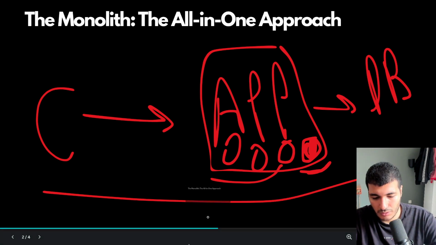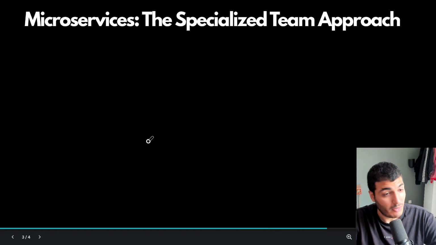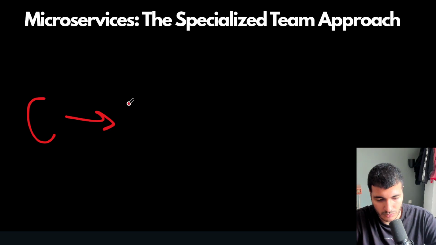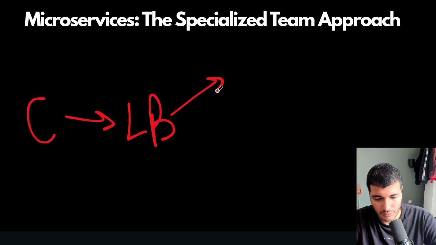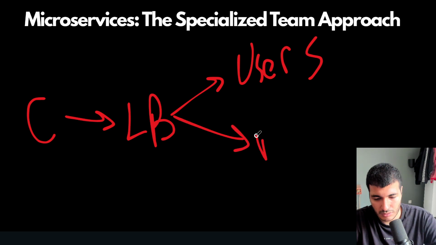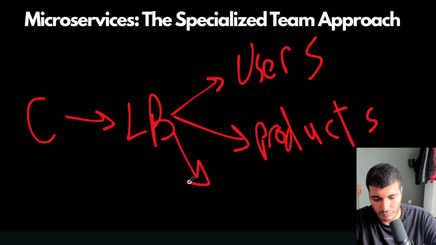Okay, microservice architecture. So let's just make a small microservices architecture. We have a load balancer here, and we have a service one. Let's say that this is a user service. Let's say this is a product service, for example. And this is an order service.